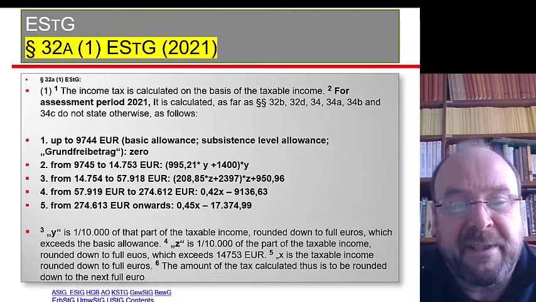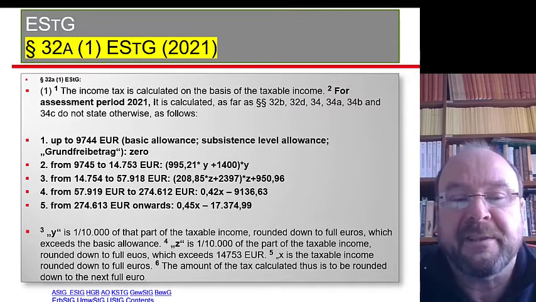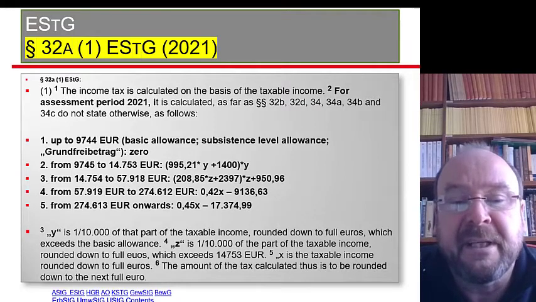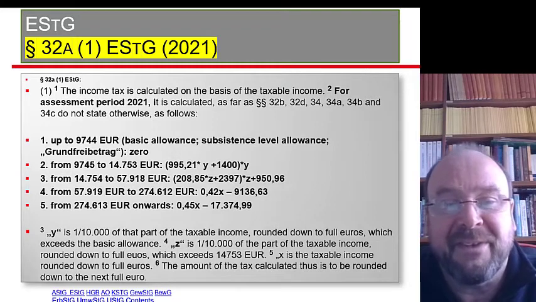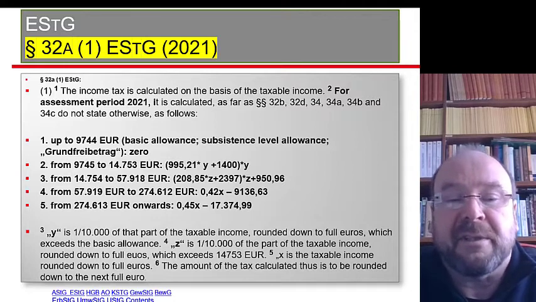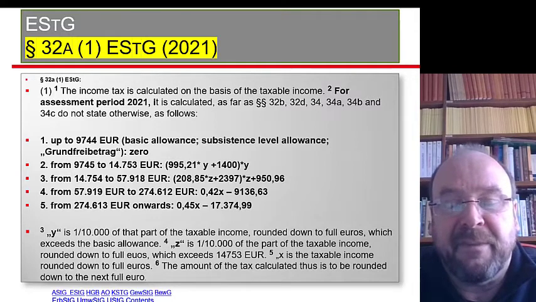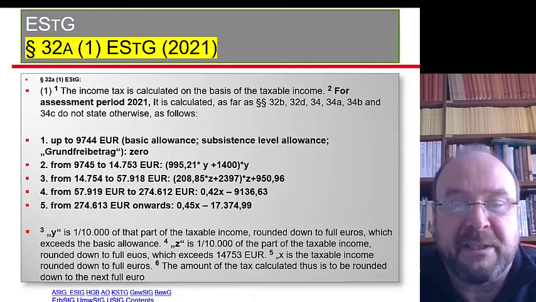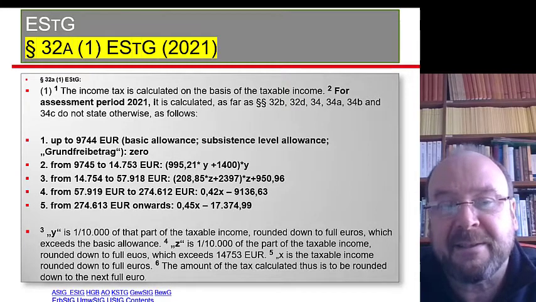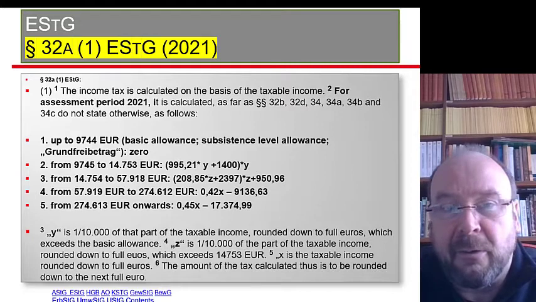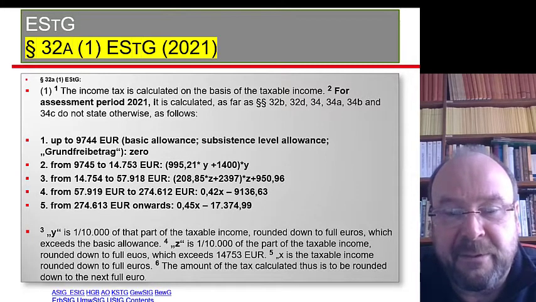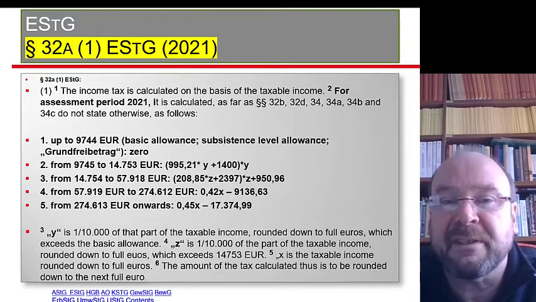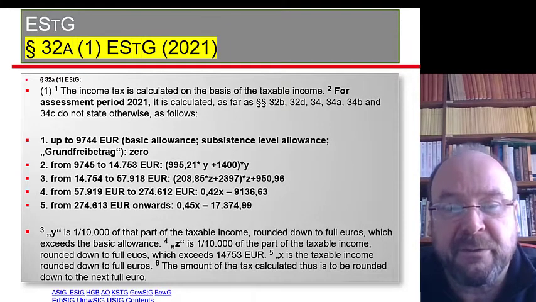So between 14,754 and 57,000, there is a complicated formula, which is 208.85 multiplied by z, that plus 2,297. That again in brackets multiplied by z, plus something on top. Now all that doesn't help us if we do not know what z is, and so that is a variable which is explained in sentence 4 of 32a.